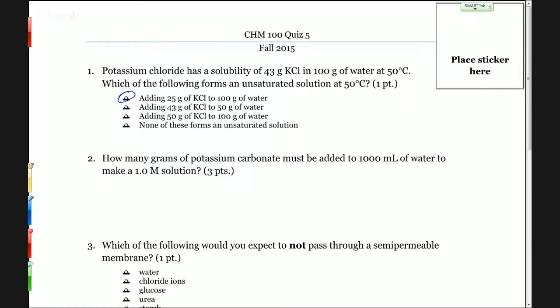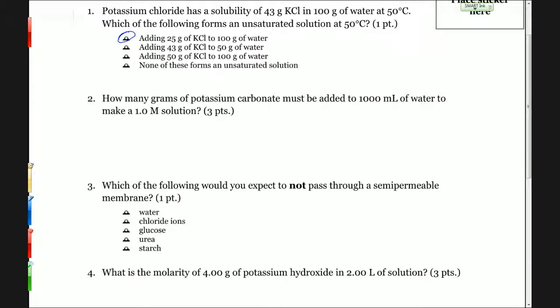that is the first one. If you had 25 grams to 100 grams of water, you have less KCl in there than 43 grams at 100. So that's unsaturated. The second choice, 43 in 50 grams of water, that's twice as concentrated. So that would certainly be saturated. And then 50 and 100 would also be saturated. If you tried to put 50 grams in 100 grams of water and the solubility is 43 grams, that means the extra 7 grams would just fall to the bottom and wouldn't actually dissolve. So that first one would be unsaturated.